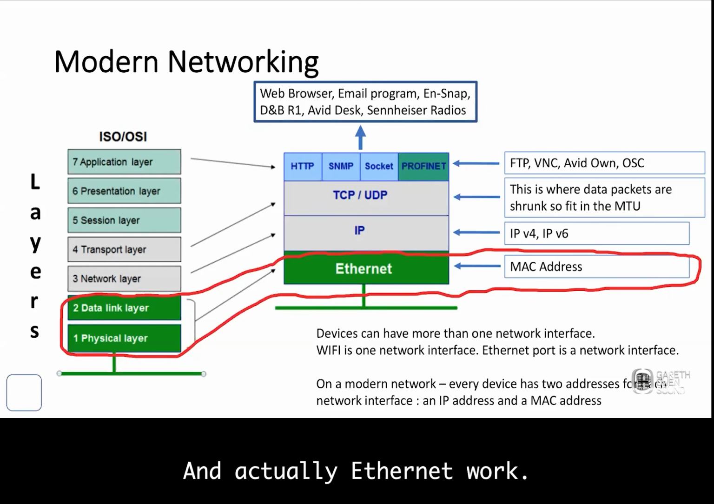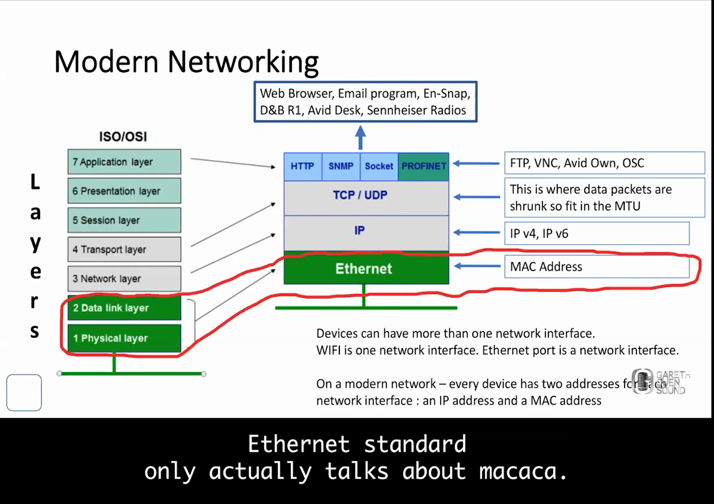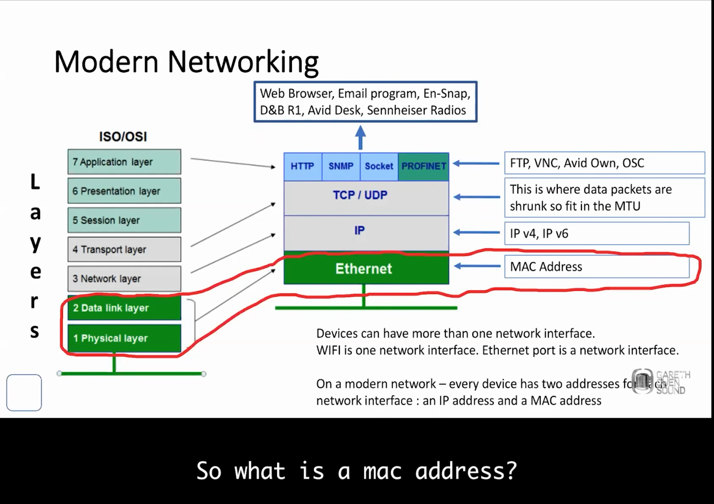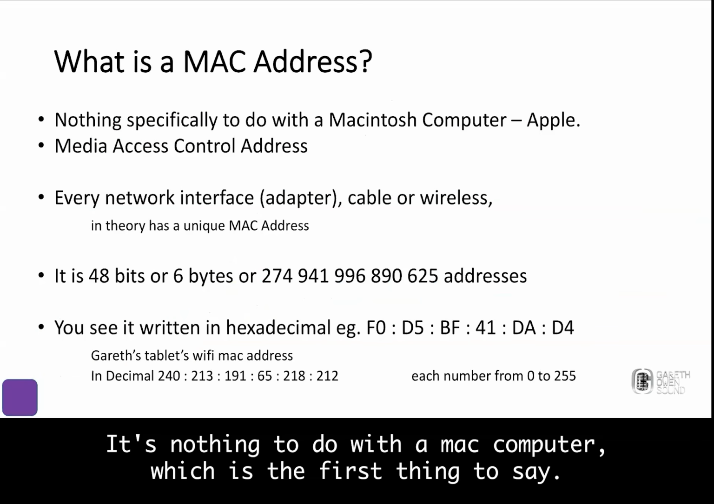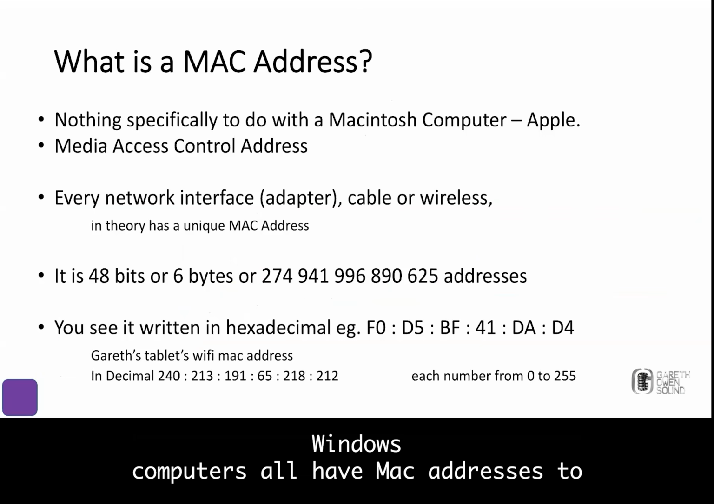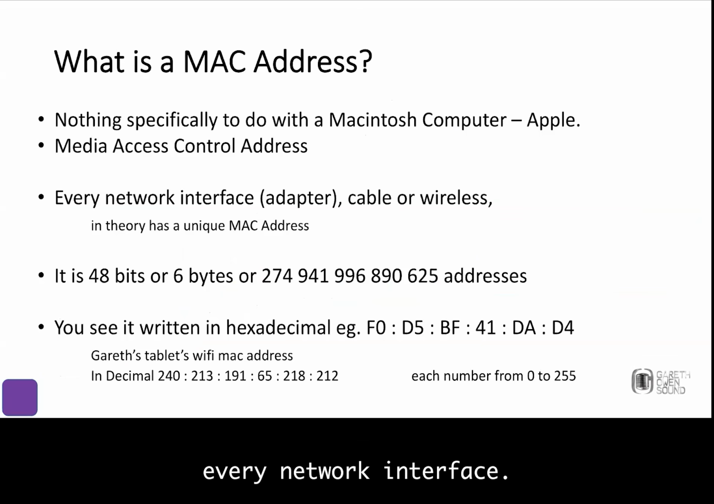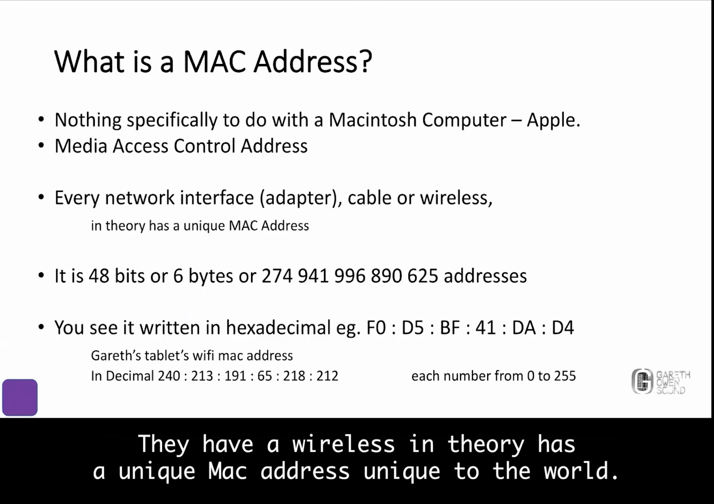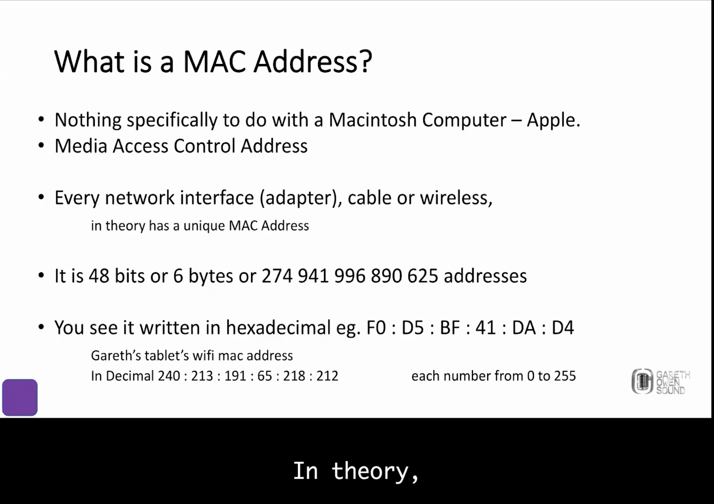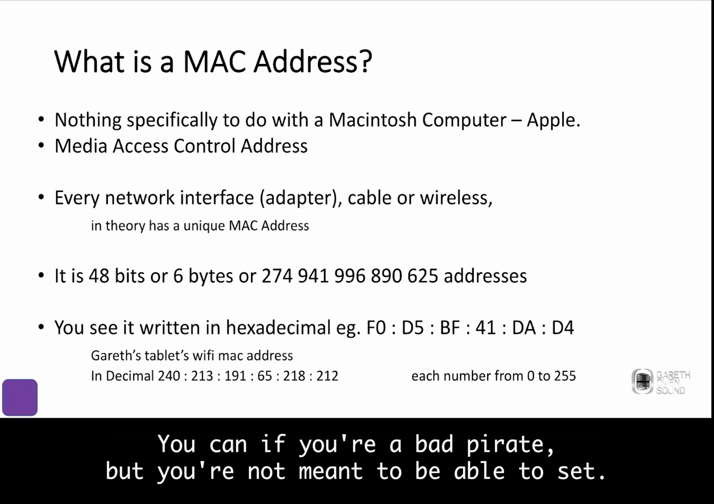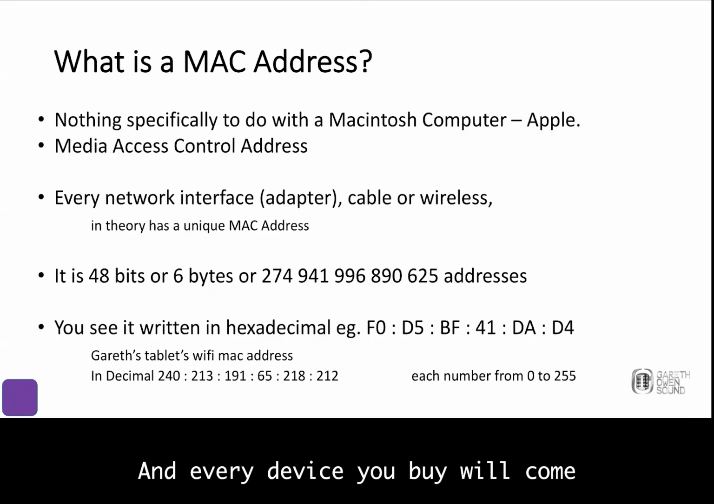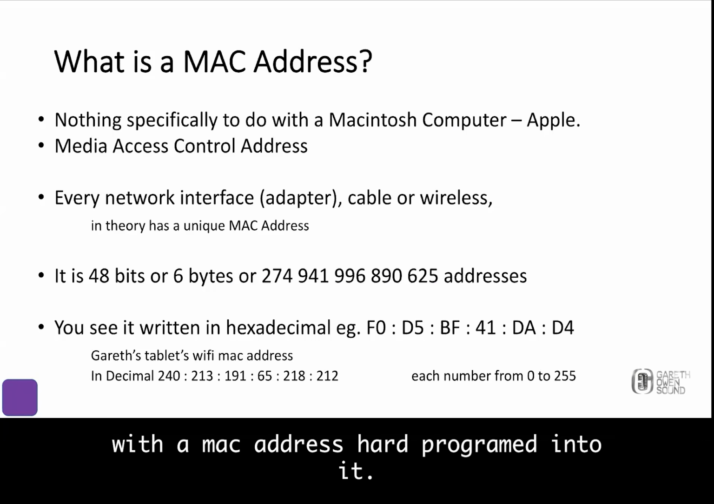Actually, the Ethernet standard only talks about MAC address. So what is a MAC address? It's nothing to do with a Mac computer, which is the first thing to say. Windows computers all have MAC addresses too. Every network interface, so some computers have cable, they have a wireless, in theory has a unique MAC address, unique to the world, in theory. This address we can't set. Well, you can if you're bad pirate people, but you're not meant to be able to set.